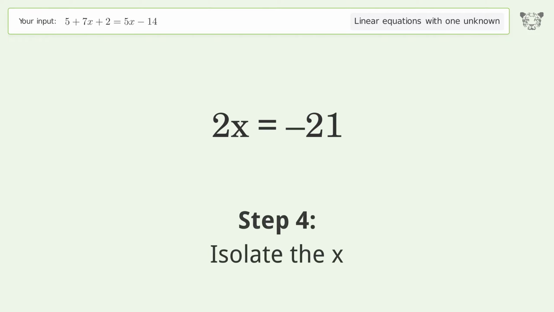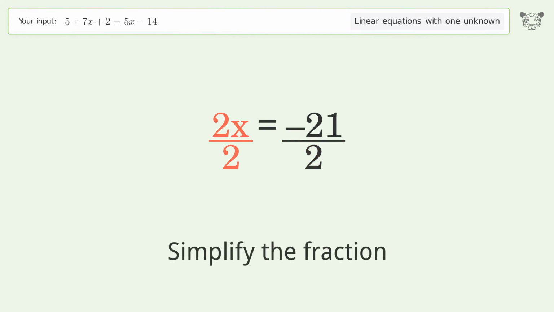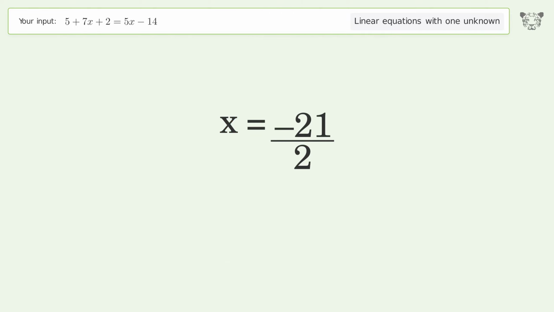Isolate the x. Divide both sides by 2. Simplify the fraction. And so the final result is x equals -21/2.